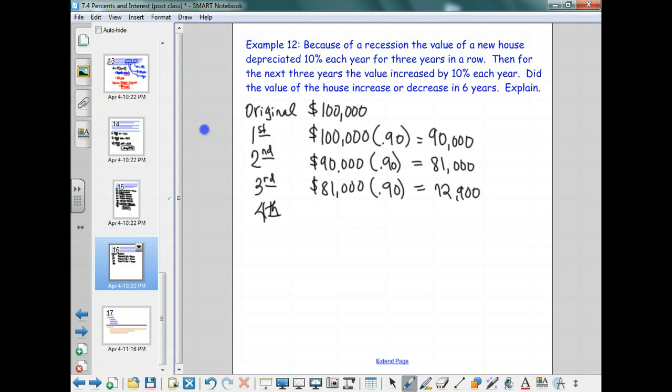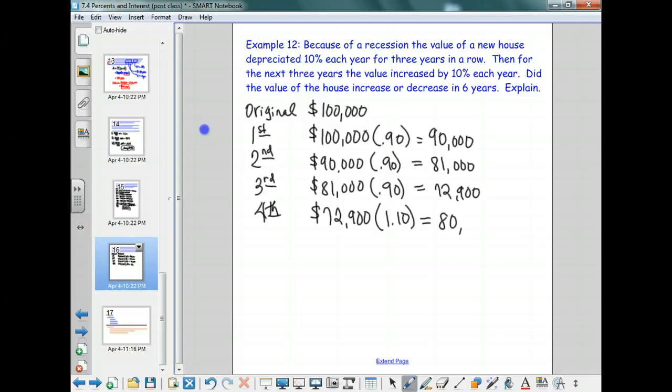And you might in your mind be thinking, well, I decreased 10% per year and then I increased 10% per year, so I should end up with the same price of the house. So let's see if that works. If I take my 72,900, what am I going to do with it now? I'm going to increase by 10%, so I'm going to multiply it by 1.1. That's like what we did on the last slide, right? It's 110% of the previous price. So what is 1.1 times 72,900?